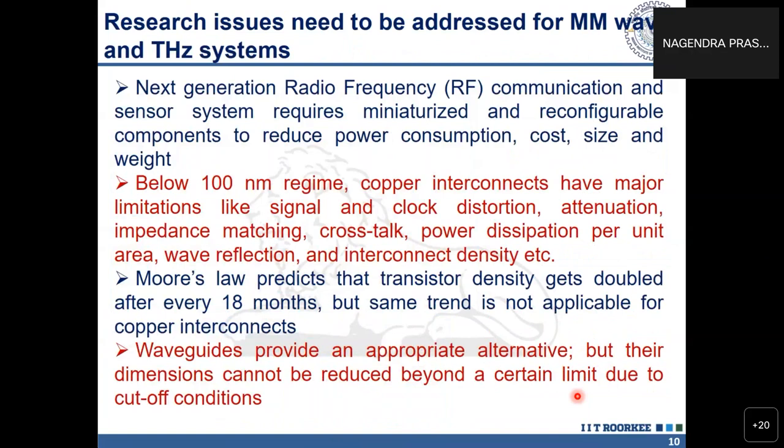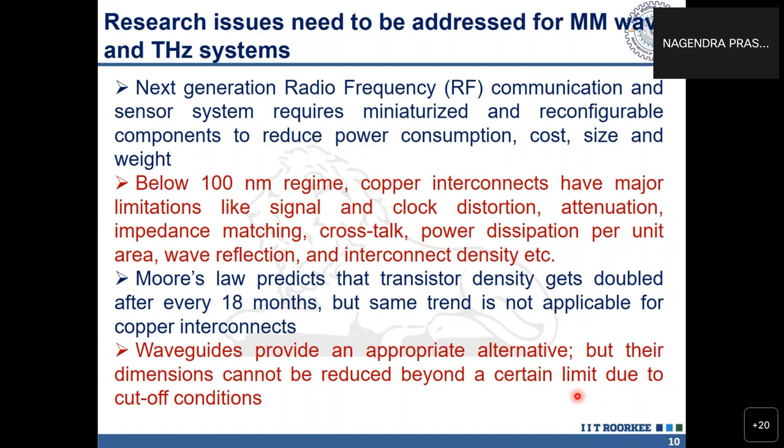So what are the research issues? Next generation RF communication and sensor systems require miniaturized and reconfigurable components to reduce power consumption, cost, size and weight, everything. Below the 100 nanometer regime, copper interconnects have major limitations. For example, signal and clock distortions are there. Attenuation, obviously, in metal is a problem you are going to face in any case. Impedance matching issues are there, crosstalk issues are there, power dissipation per unit area, wave reflection, interconnect density. Everywhere you will see that there are so many problems if you are going below the 100 nanometer regime.